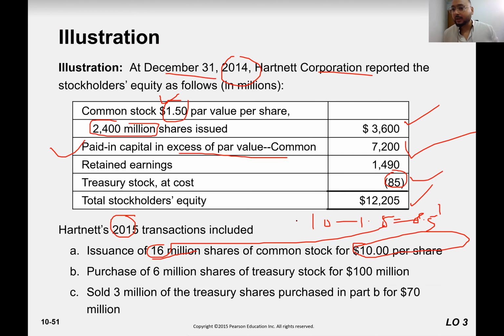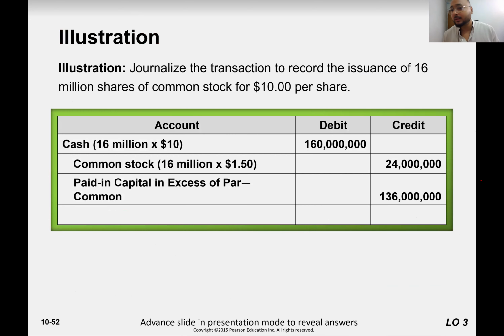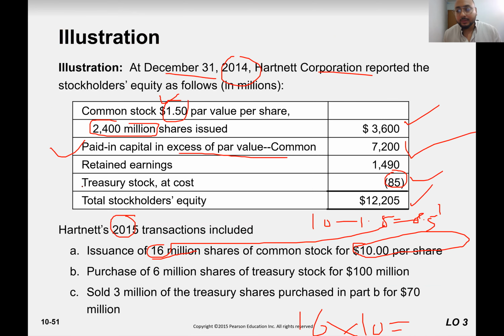So what is the entry? Cash received $160 million, because 16 multiplied by 10 is $160 million. Among this 160 million, common stock is 24 million and 136 million is paid in capital in excess of par, common, because we are dealing with common stock, right? That is the entry. Now the second one is purchase of 6 million shares of treasury stock worth 100 million.